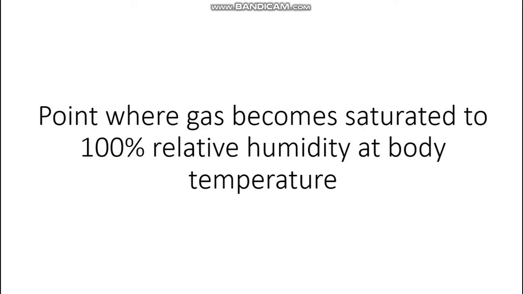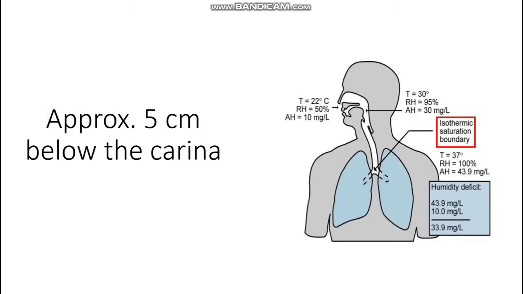The isothermic saturation boundary, or ISB, is the point where gas becomes saturated to 100% relative humidity at body temperature. The ISB is located approximately 5 centimeters below the carina.